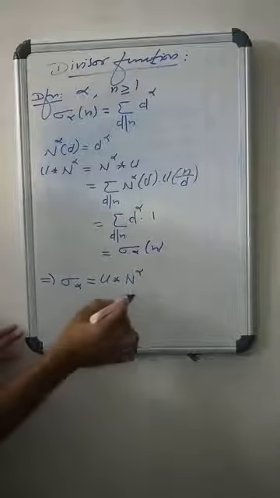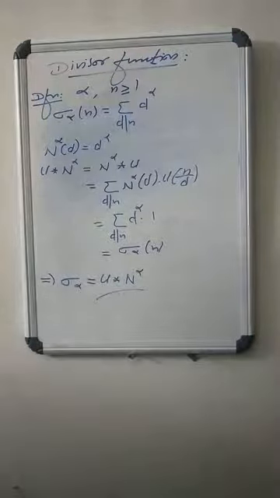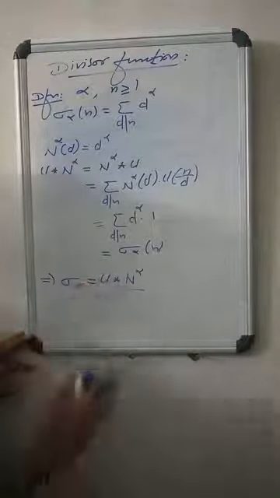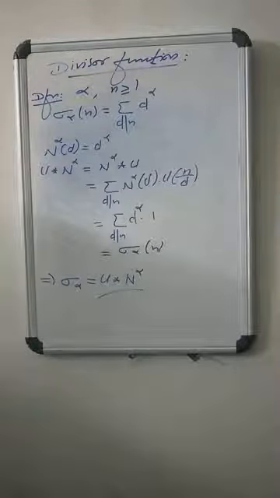So this is another result. The divisor function σ_α of n equals the sum over d dividing n of d^α. It is nothing but σ_α equals u * n^α. Agreed?